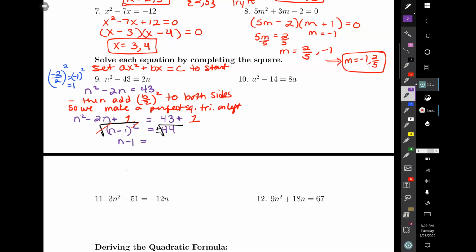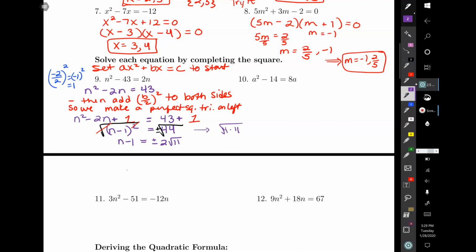So that might take a little bit for you to break down if you need to work with that, but plus or minus, we could write 44 would be 4 times 10, right? So we could pull out a 2, and then that leaves us with square root of 10. I mean, sorry, 11. I wrote 10. 11. So we have n minus 1 equals plus or minus 2 times the square root of 11.